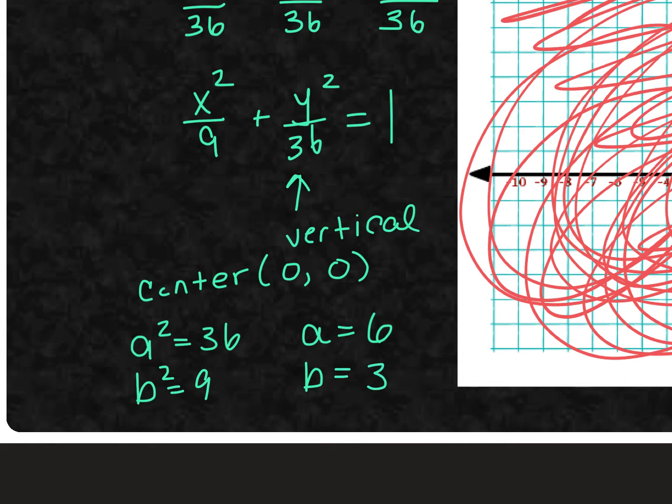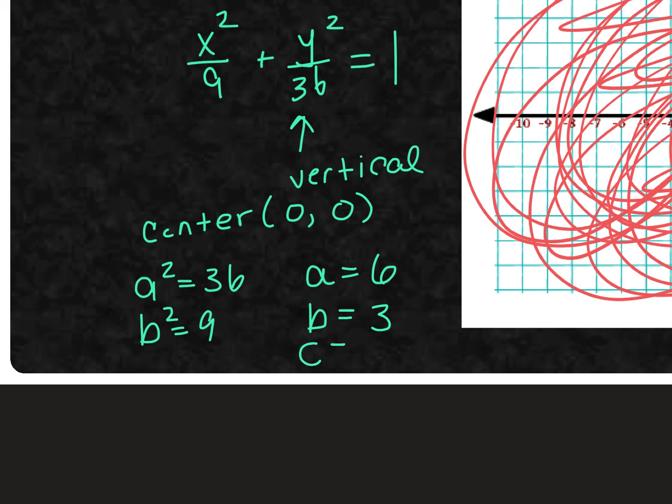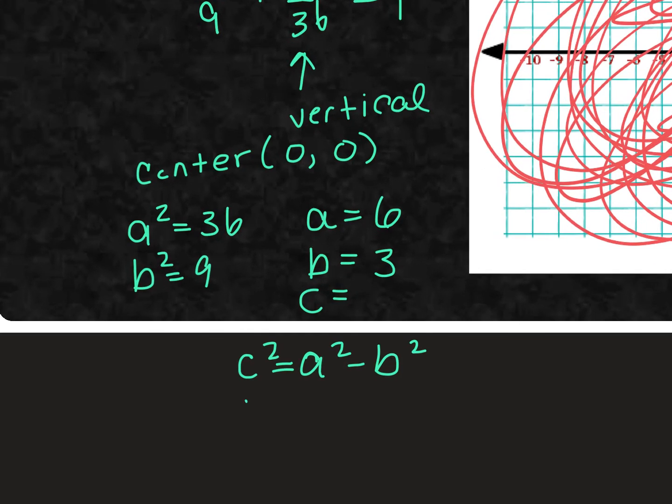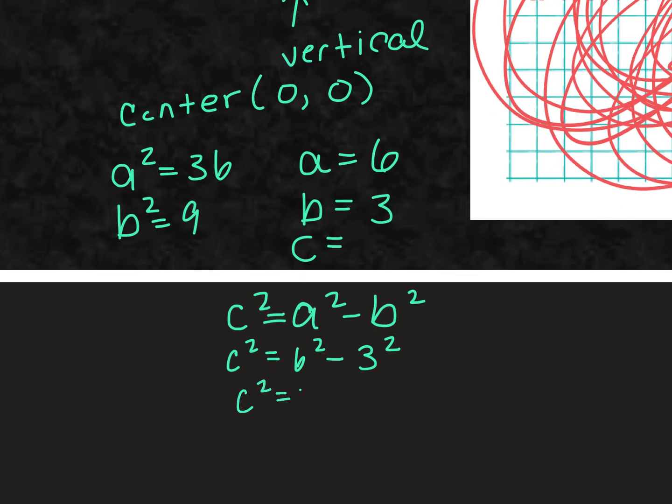How could you guys figure out what C is? What's the formula? C squared equals A squared minus B squared. All right, good. So C squared equals 6 squared minus 3 squared. C squared equals 36 minus 9. C squared equals 27, right? What does C equal then? Break that down. Oh my gosh, guys, come on. 3 root 3. Good. There you go.